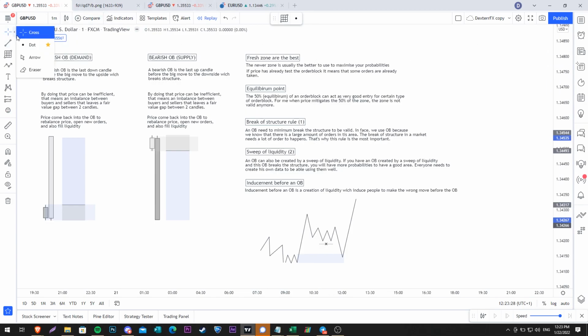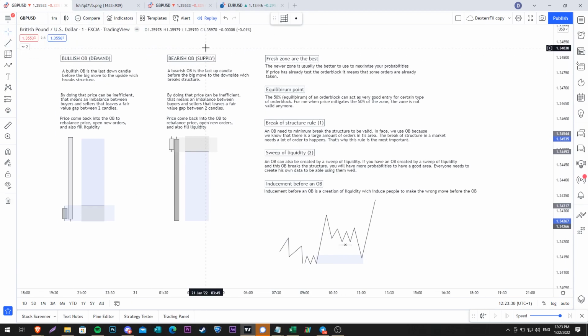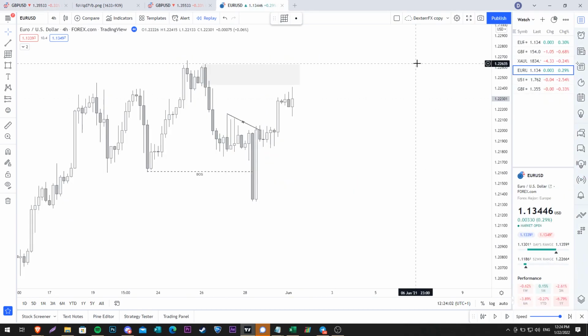So okay, now we know all of that. I will show you in a real market how we can identify the supply and demand area. Okay guys, here we are in the real market.